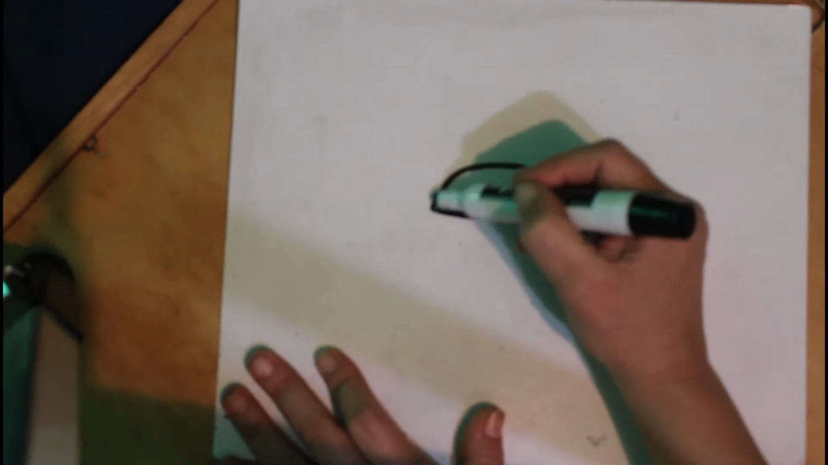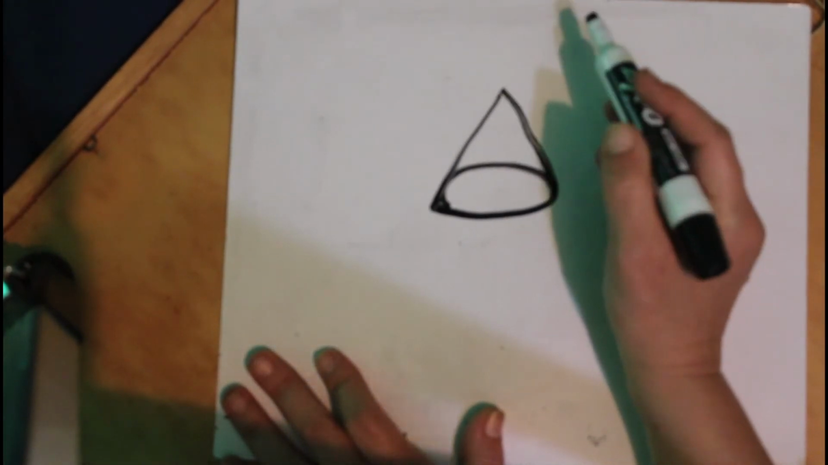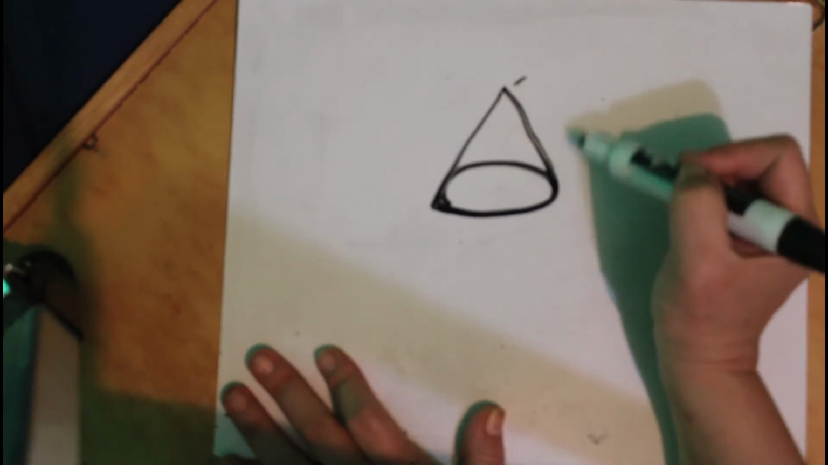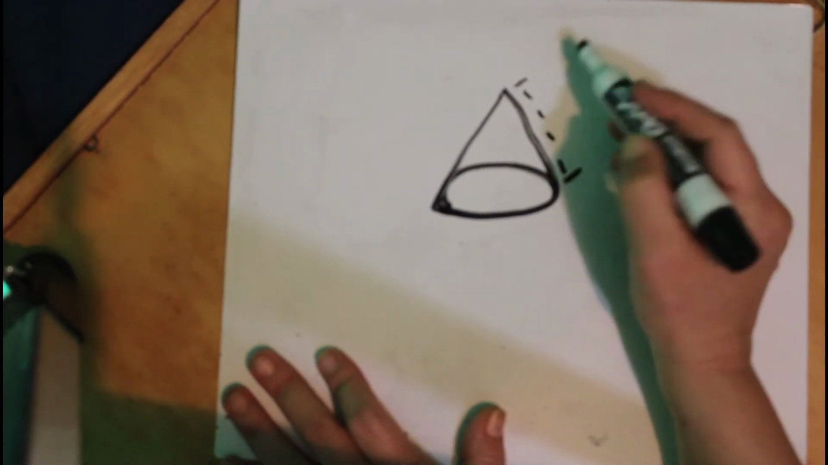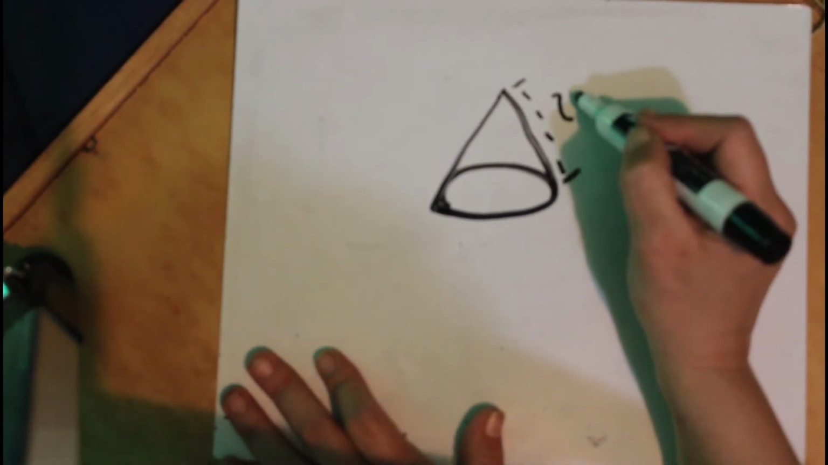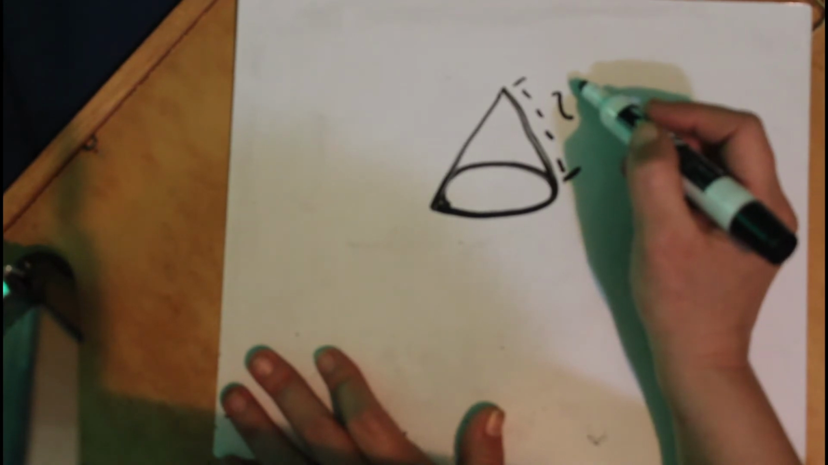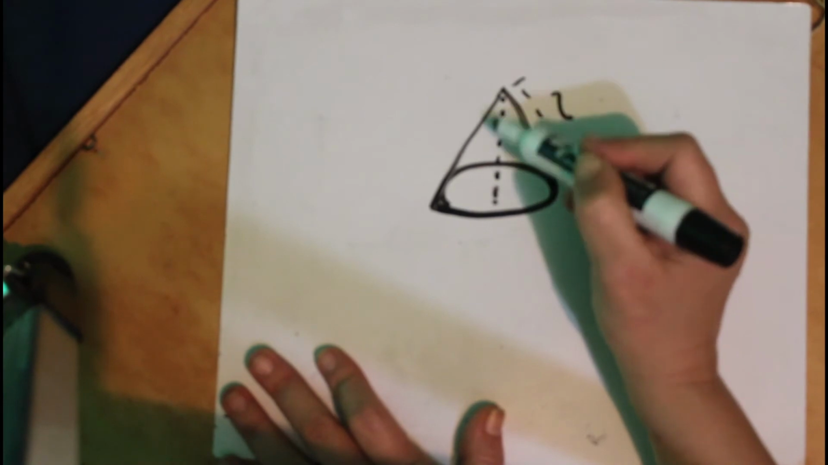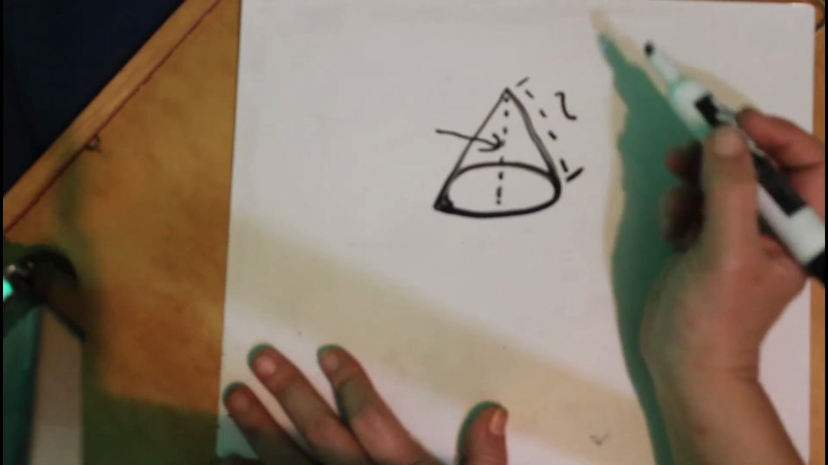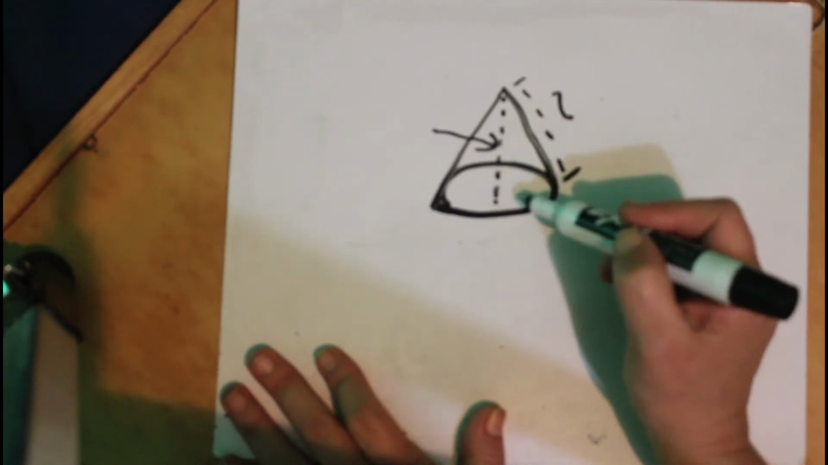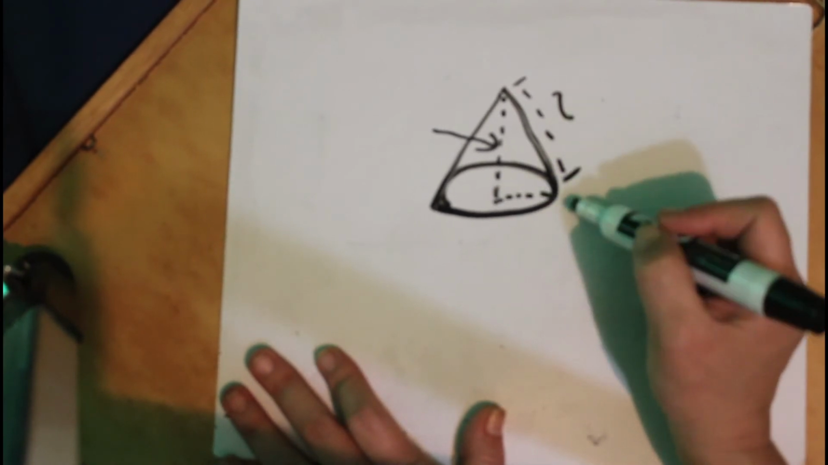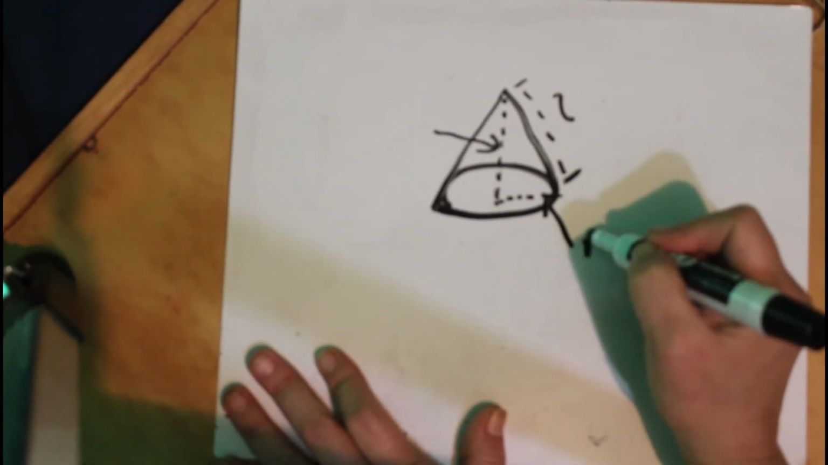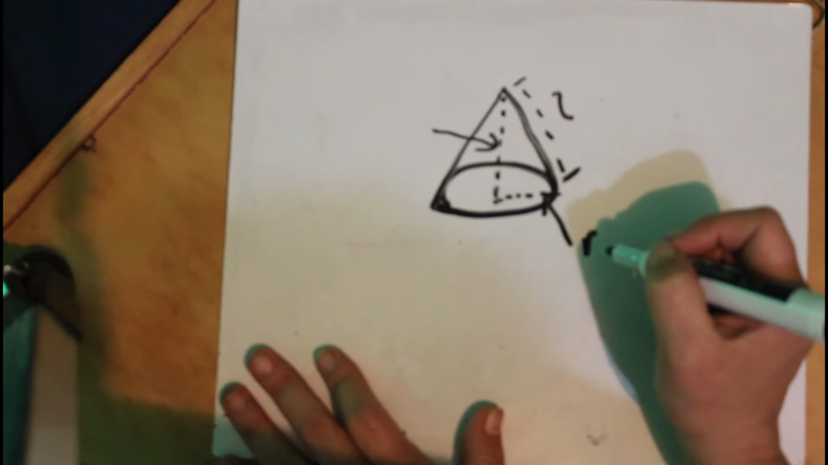So here's their example. We've got a cone, and its slant height, L, is right there, and its actual height is going to be right there on that dotted line. And then we would have to have the radius coming out, R, right there.